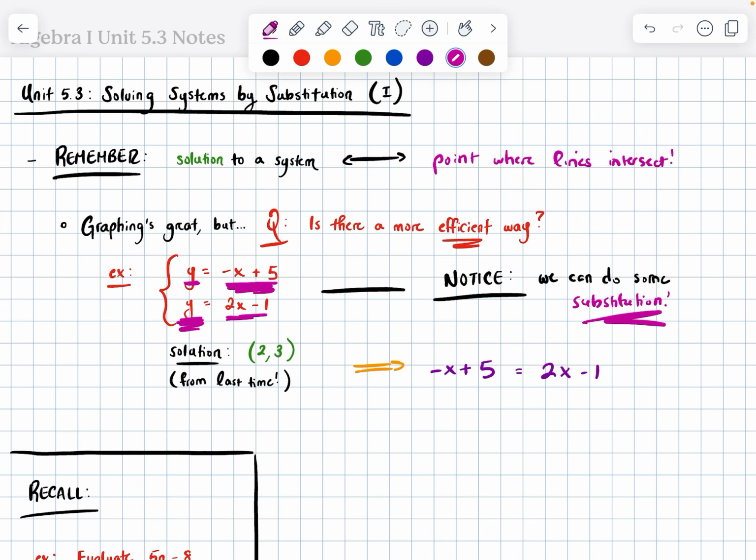I want to show that I get x equals 2. Well, let's start here by changing the fact that I have x's on both sides. Maybe I'll start by adding x to both sides. Lots of different choices I can make here. It doesn't really matter which one you do. So here, 5 is equal to 3x minus 1.